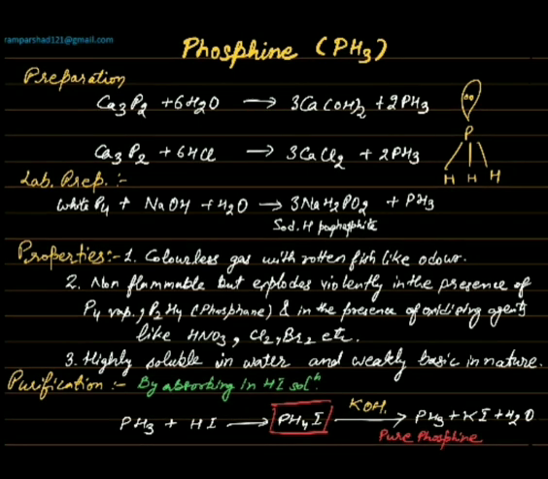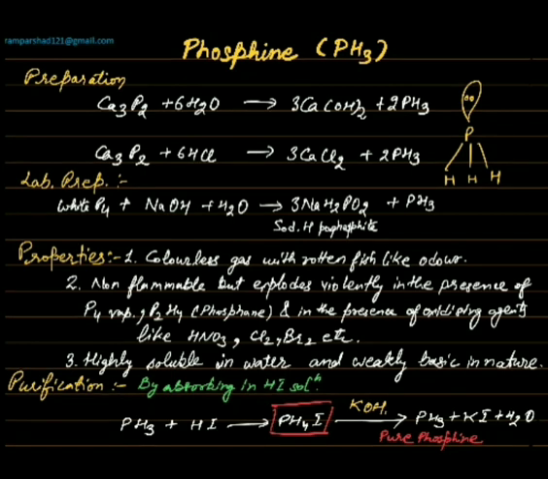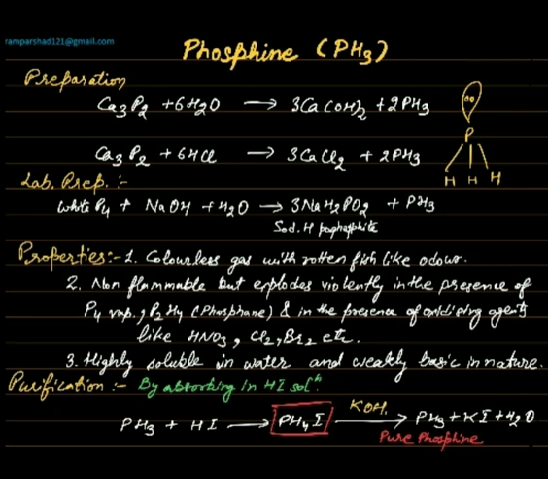There is the formation of phosphine gas with a rotten fish-like odor. The other way of preparation is by reacting the calcium phosphide with the acid HCl. There is again the formation of the phosphine gas.